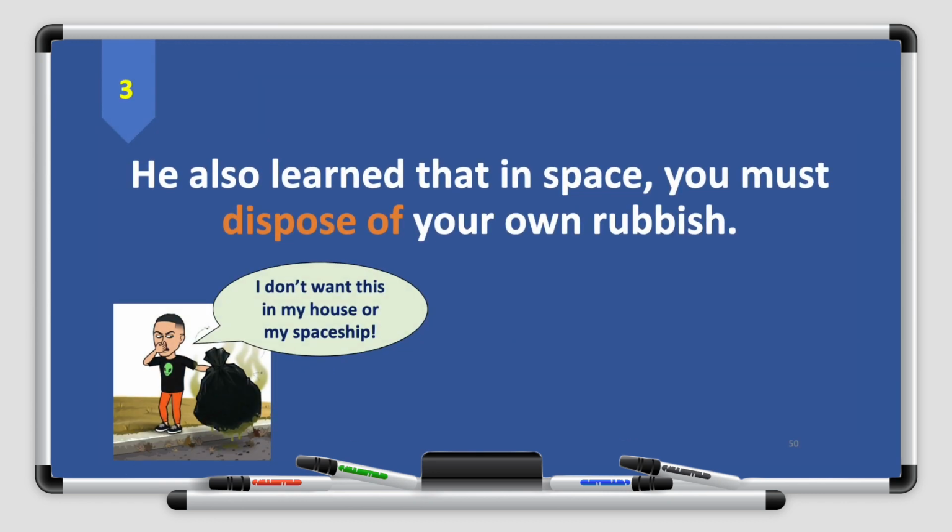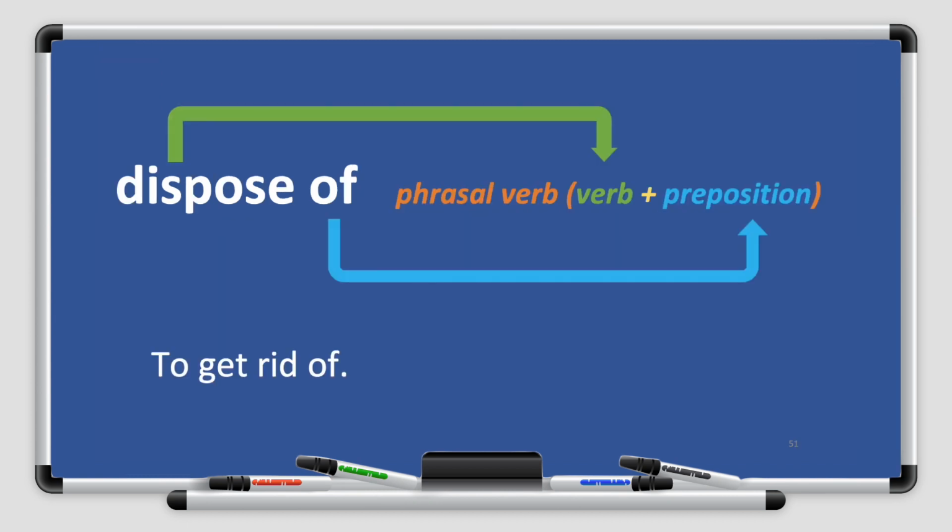Dan also learned that in space you must dispose of your own rubbish. Dispose of. Dispose of is a phrasal verb. It consists of two words. The first word is a verb. The second one is a preposition. Dispose of. It means to get rid of something.